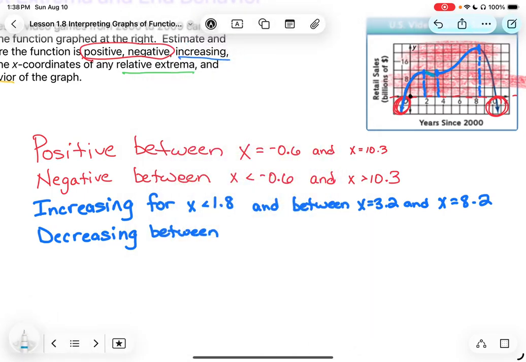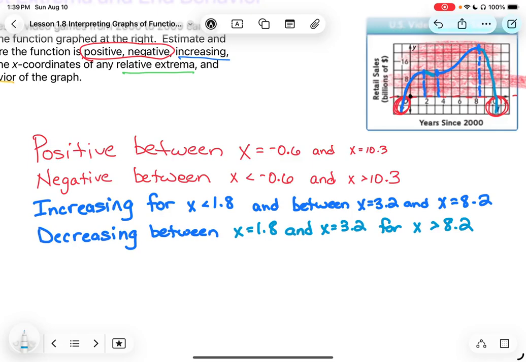It's decreasing right here. So that's from 1.8 to 3.2, the numbers we used for those cutoff points. And it's also decreasing right here, which is from 8.2 on. So we'll say and for x is greater than 8.2. And those are spots where it's decreasing.